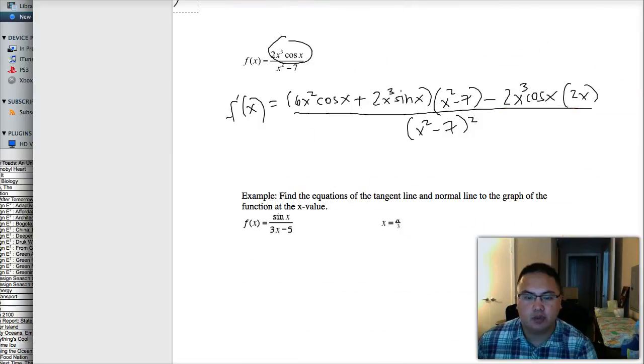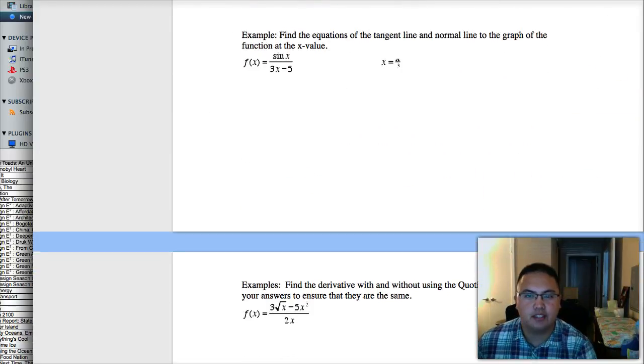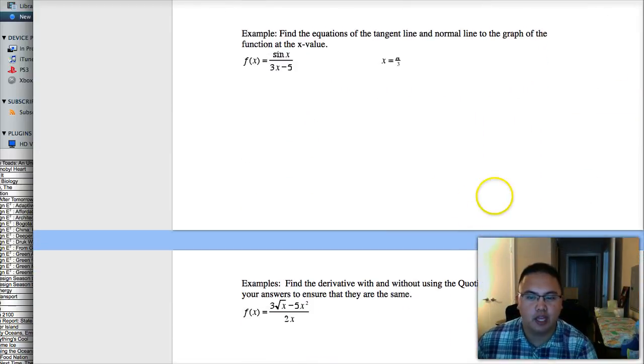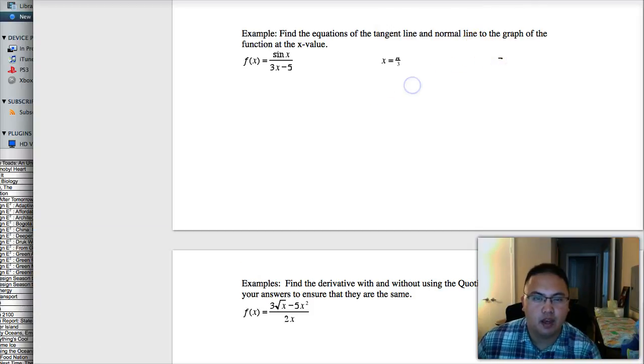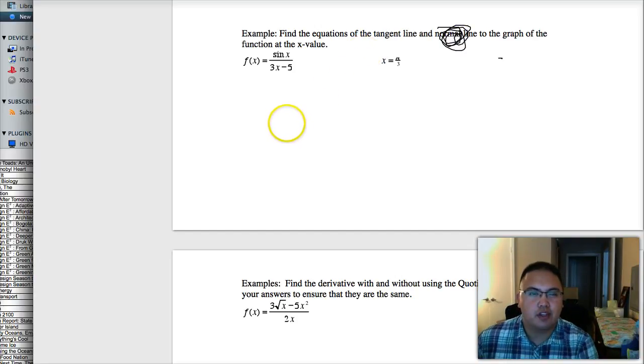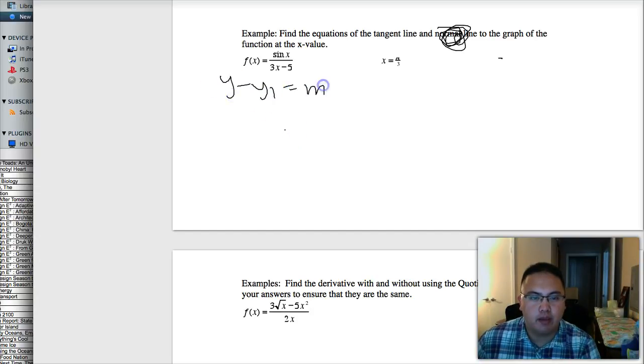And the last one we're going to do, again, is tangent and normal lines. I'm going to save doing normal lines for another time, so don't worry about normal lines. Only worry about tangent lines. Remember, every time they ask for the equation of a line, I'm going to start off with the point-slope formula. Okay, so that is y minus y1 equals m parentheses x minus x1.